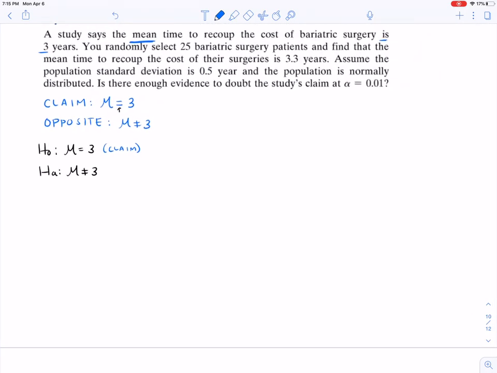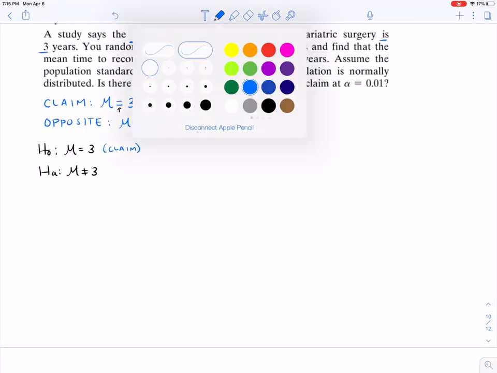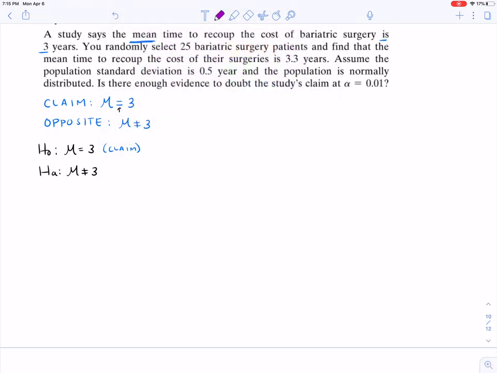All right, now the next thing I'm going to do is look at the sample data, make sure that I'm using the right kind of test. So notice we're going to select 25 surgery patients. We got a sample size in here of 25. We find a mean for the sample, that's a value of x bar, to be 3.3 years. And then notice here we were given the population standard deviation. That means we know the value of sigma is 0.5.